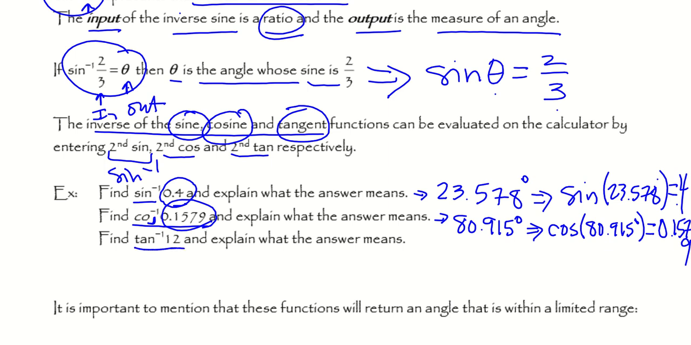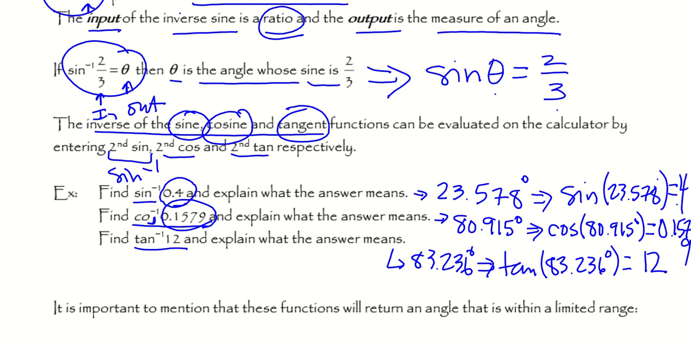Put in inverse tangent of 12. The calculator is going to give you 83.236, which tells us that the tangent of 83.236 degrees will equal 12, right, which is the ratio of 12 to 1.